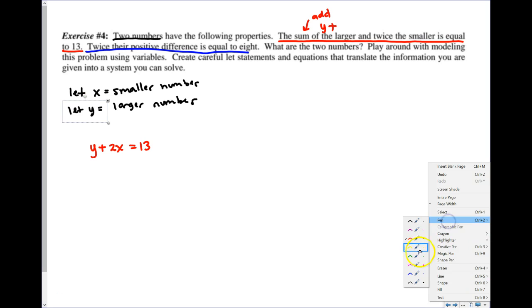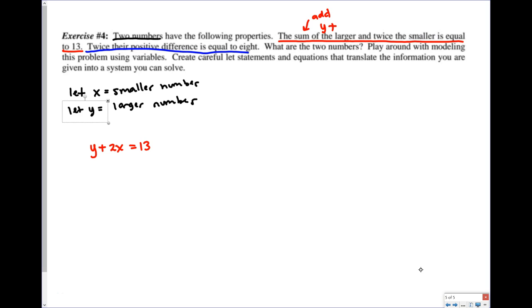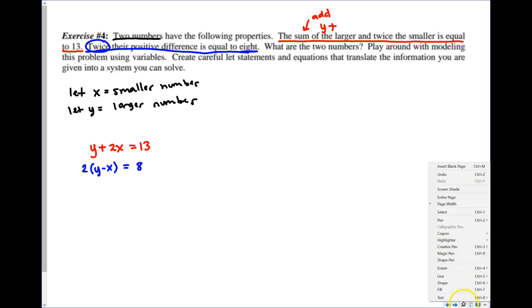The second equation says twice their positive difference. To get a positive number when you subtract something, you have to subtract the bigger number first. So the bigger number is y, so I want y minus x to get a positive difference. And then I'm going to remember I see this word twice, so I'm going to put a 2 in front of here because it's twice that difference. And that's equal to 8 here. Okay. Now all I have to do is distribute and see if I can solve this system using elimination.